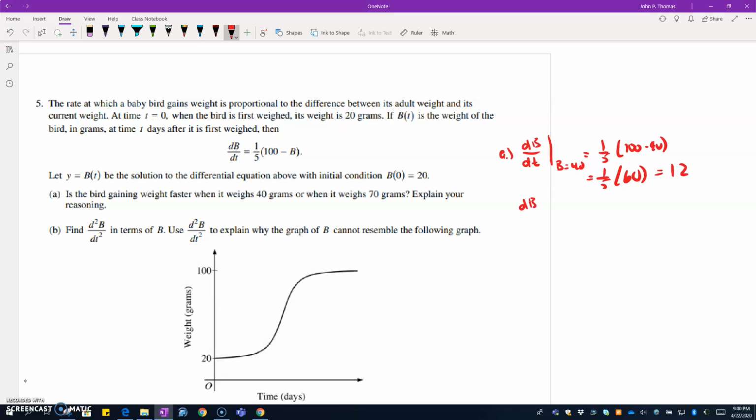All right, then we're going to find dB/dt when B is 70. So that's going to be 1/5 of 100 minus 70, which is going to equal 6. Now, from there, we can tell that the rate of change is faster at 40. So we can say that the bird is gaining weight faster when the weight is 40 grams.